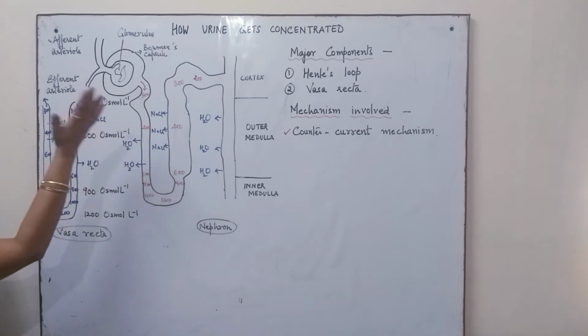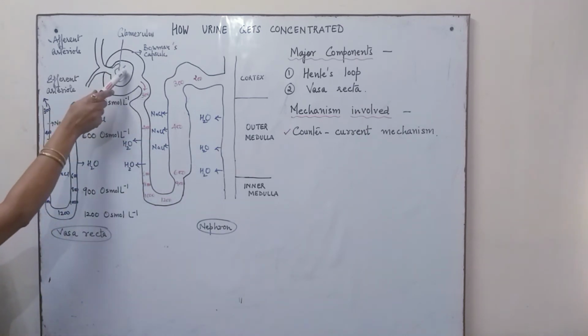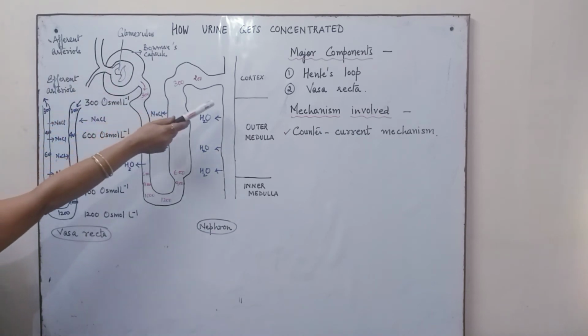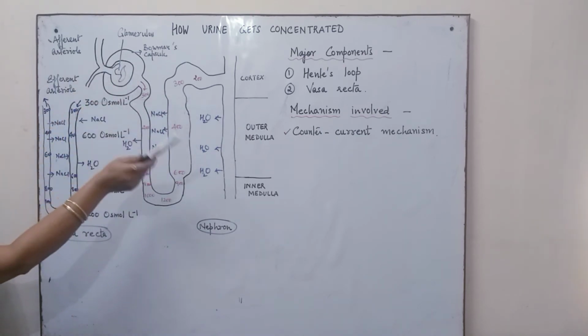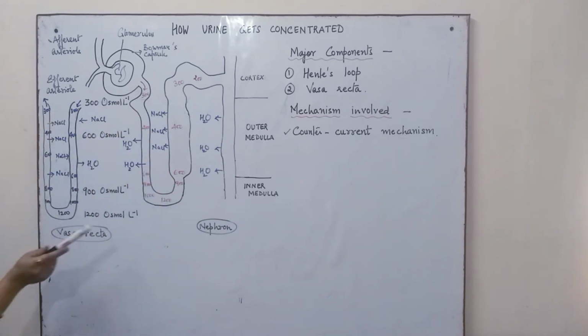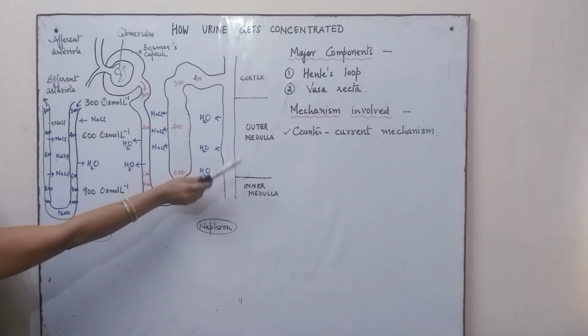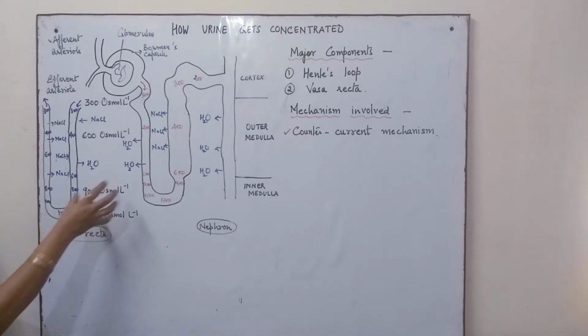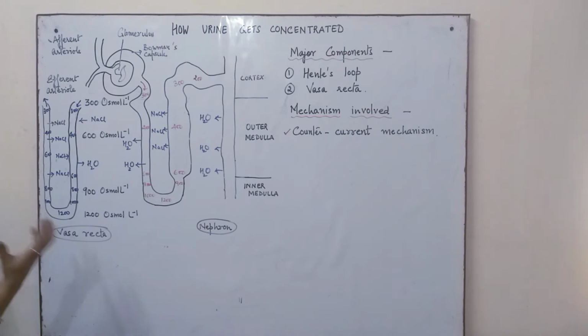Now, from the diagram you can see the renal corpuscle, that is the Bowman's capsule and the glomerulus, are present within the cortex region, whereas the loop of Henle, the collecting duct, and the vasa recta are present within the medullary region. For better understanding, we have also classified this as outer medulla and inner medullary region.